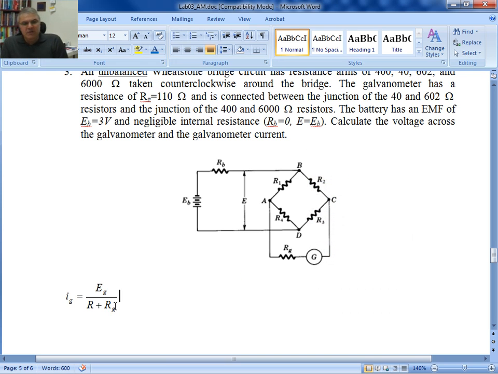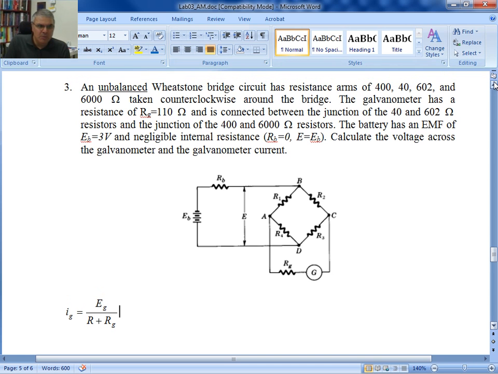So for this particular problem, what is R sub G in this case? If you read the problem carefully, you would see that in this problem, R sub B is 0, and E is assumed to be E sub B. So again, you have really what you need.